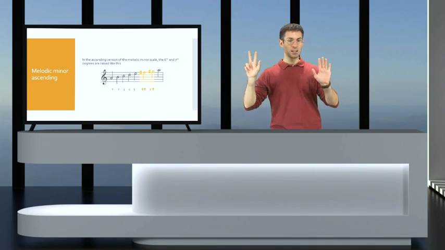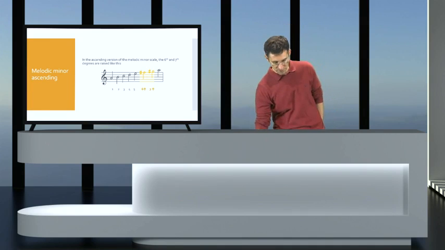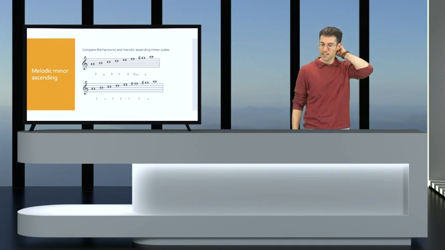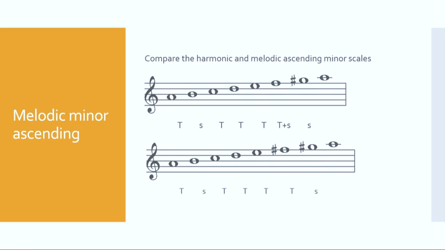Okay. Now, what you will notice if we compare the harmonic and the melodic ascending minor scales is what the difference is here with the tones and the semitones. Remember, in the last video, I spoke about the big gap between the 6th note and the 7th note, that it was a tone plus a semitone. Okay? Now, what happens in the melodic minor scale is that big gap is cleaned up.